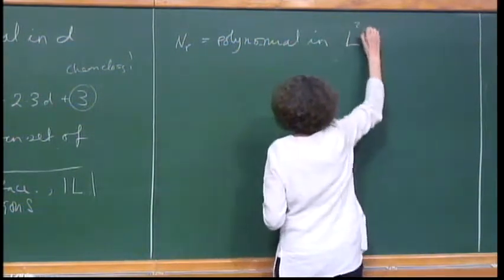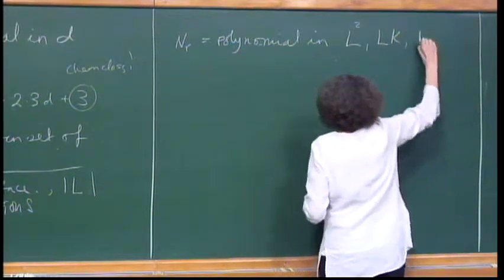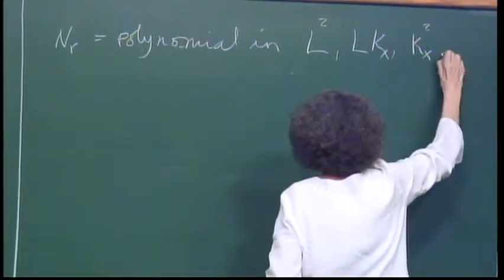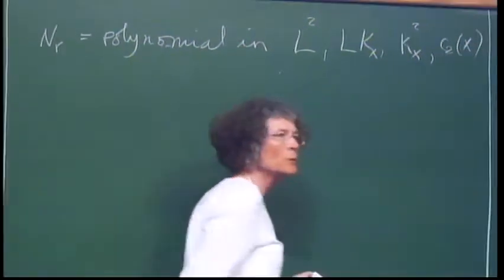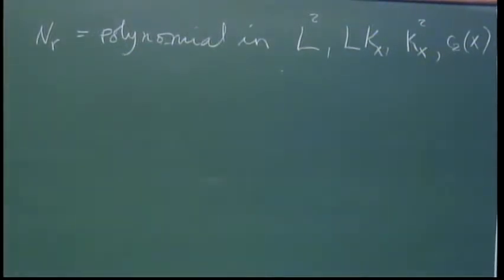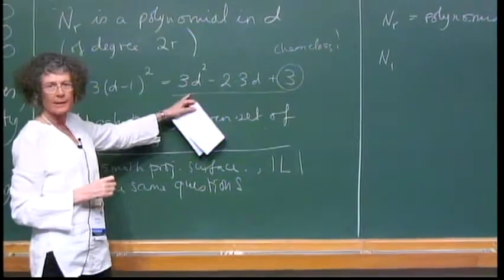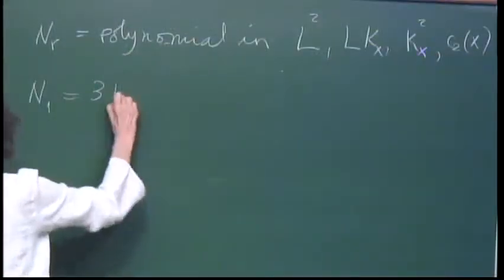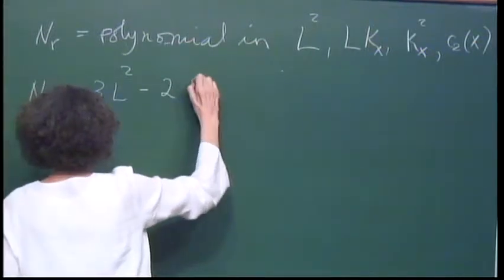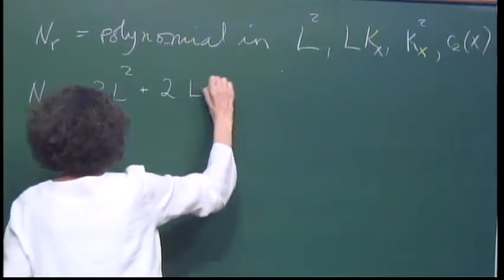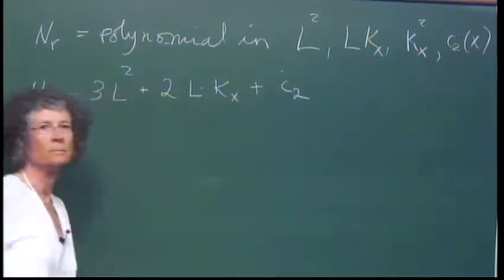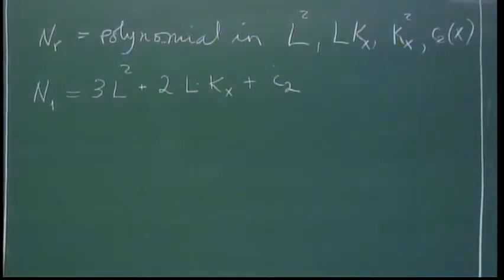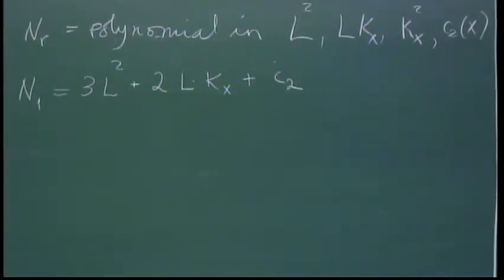in 4 characters: L squared, L·K, K squared, where K is K_X, the canonical line bundle, and then I have c_2, or c_2 of X, which is the second Chern class. So now I'm on a smooth surface. And for example, to explain this way of writing it, you show that N_1 is 3 times L squared plus 2 times L·K_X plus c_2. There is no K squared in the formula for N_1. But if you go to N_2, K squared is going to appear, and so on. So you're going to have everything.